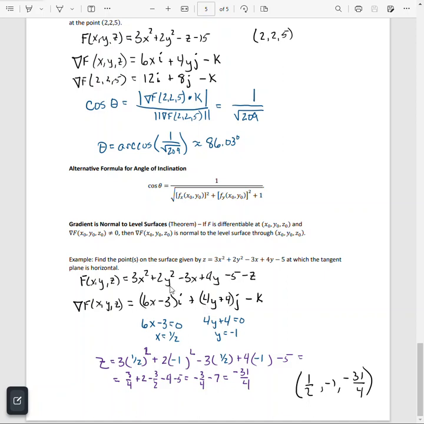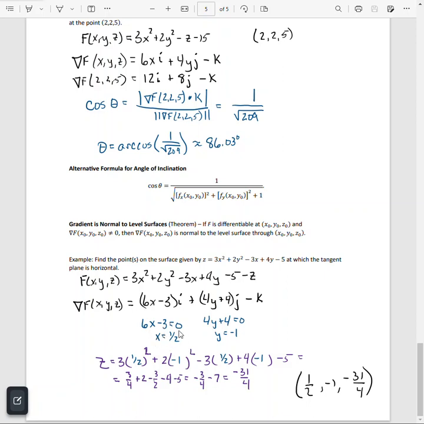Now we look at the derivatives of y. Partial with respect to y, we got 4y plus 4. Partial with respect to z, oh, look at that, it's a negative 1 times k. Now, if I want the tangent plane to be horizontal, my gradient has to be 0, right? It's a slope. So 6x minus 3 has to be 0. 4y plus 4 has to be 0. The z component is not going to tell us anything.